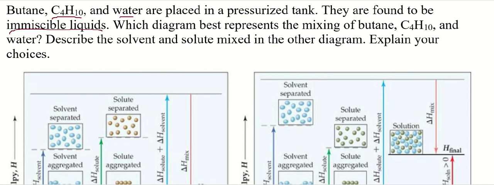So butane is normally a gas at normal pressure, but if we pressurize it a little bit, it can be a liquid. Which diagram best represents the mixing of butane and water? They don't mix well. So which diagram represents that?